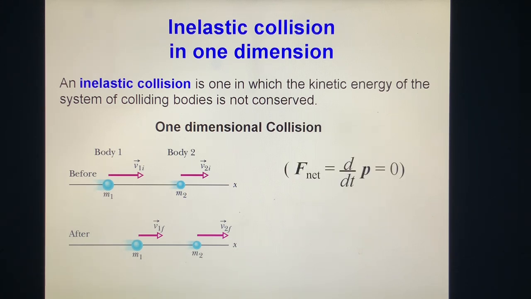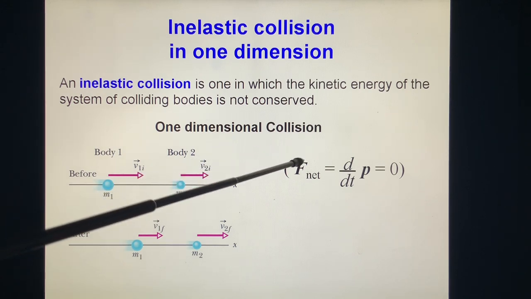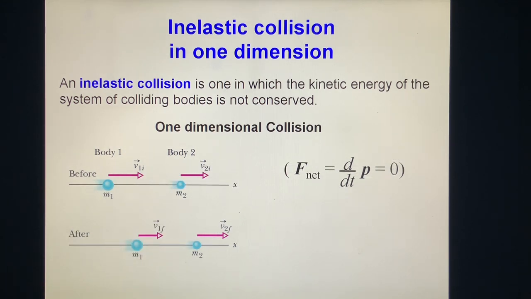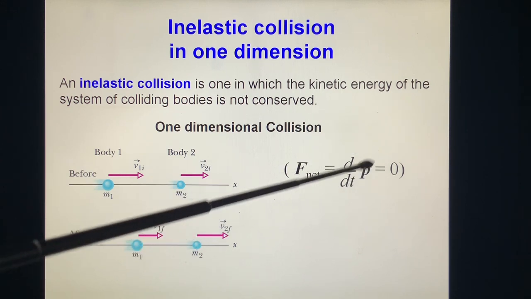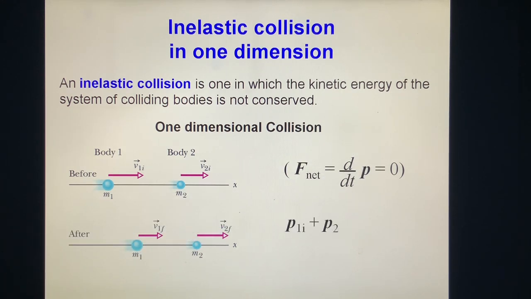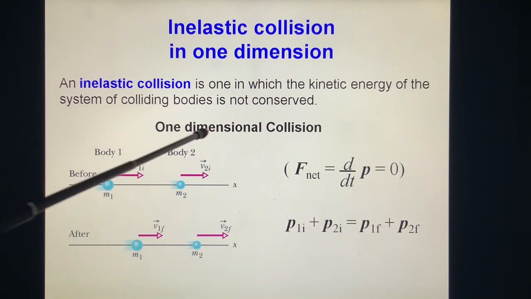Now in this case, besides these two masses, nothing else happens. So we see F net is equal to zero. In other words, the linear momentum P of this system is constant. P1i plus P2i, the initial state, equals P1 final plus P2 final. This is linear momentum. It is always conserved, whether energy is conserved or not.